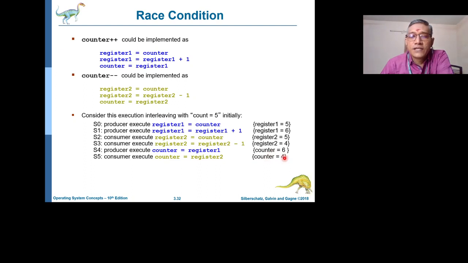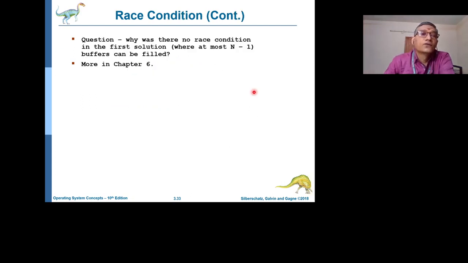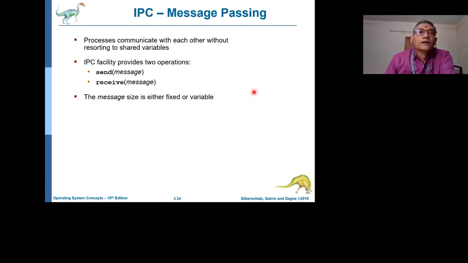Both the values are incorrect because of the interleaved execution of the producer and consumer processes, which are sharing the common variable counter. So this kind of race condition may occur during the course of execution. Right. So now coming to message passing.